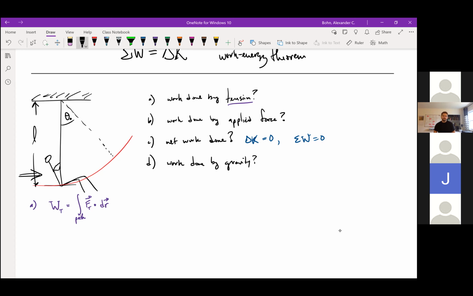But here's the thing. The tension in the rope is directed radially up towards the point where the rope is mounted. Our displacement at all instants is tangent to the path. The path is a circle. The tangent of a circle is always perpendicular to the radius. I don't know the magnitude of tension. I don't know how it depends on angle, and I don't care. At least not for this question.